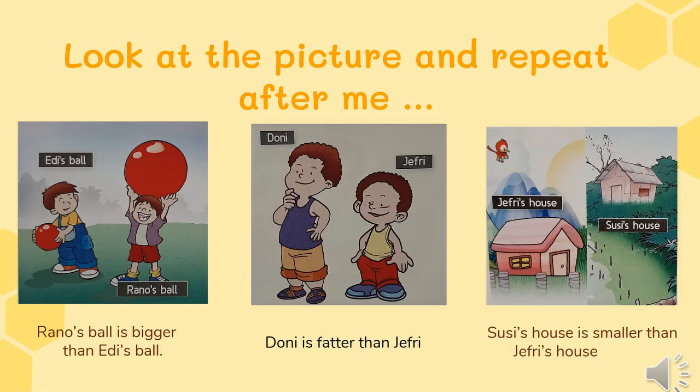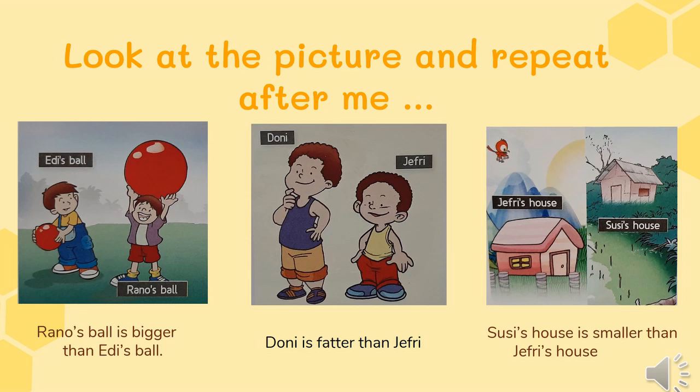So we can say it like this. Donnie is fatter than Jeffrey. Okay? Understand? Okay. Next, third. Susie's house is smaller than Jeffrey's house.